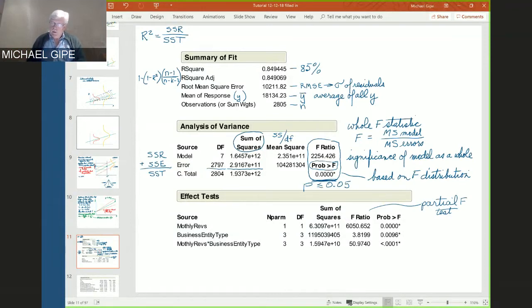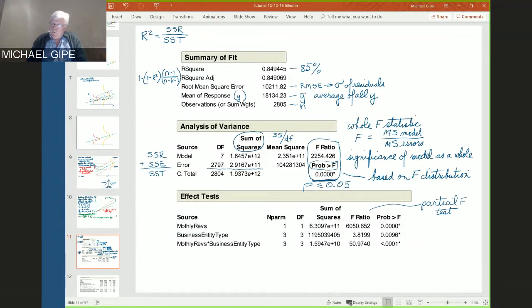And then the next line is something called the business entity type. And this is a categorical variable that has, I believe, 4 different types: sole proprietorship, C Corp, LLC, I forget what the other one was. So it's a categorical variable. It takes on specific states. And then the third line is an interaction term. We'll get to talking about those in a minute. But this interaction is between the type of business we have and the monthly revenues of that business.